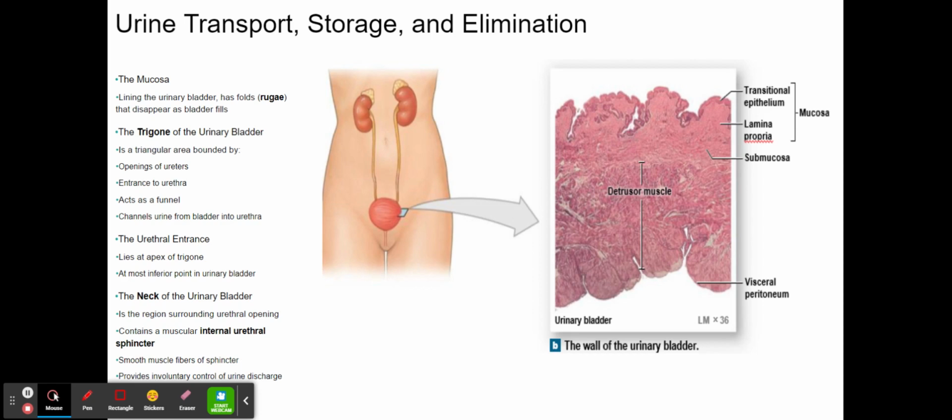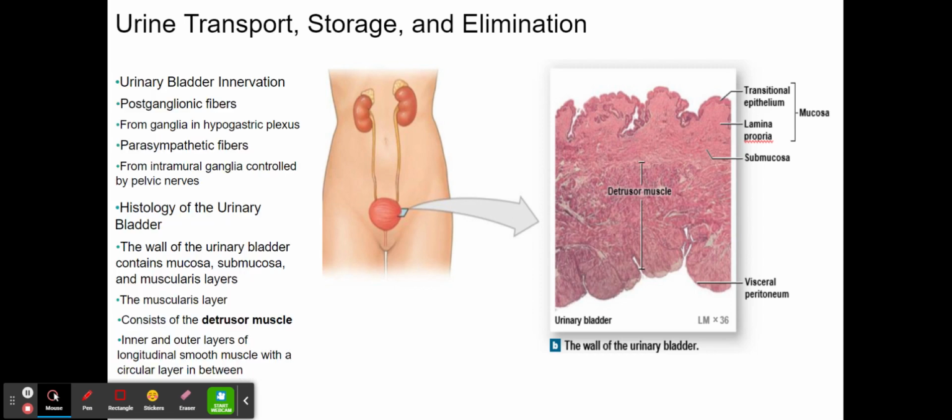The urethral opening lies at the apex of the trigone at the most inferior point of the urinary bladder. The region surrounding the urethral opening is known as the neck of the urinary bladder. It contains a muscular internal urethral sphincter. The smooth muscle fibers of the sphincter provide involuntary control of the discharge of urine from the bladder.